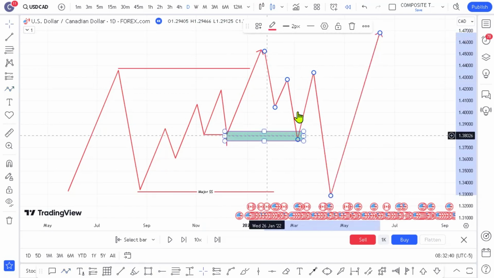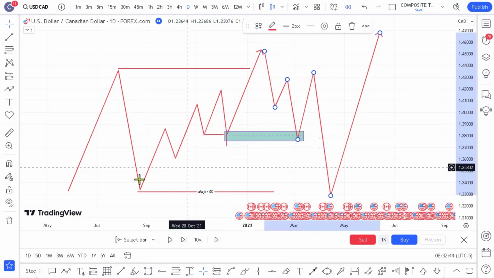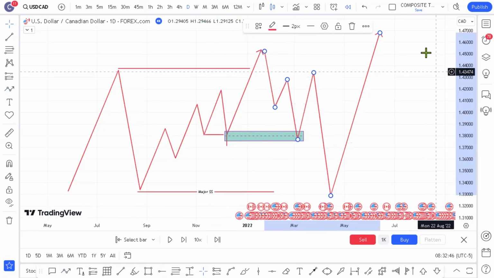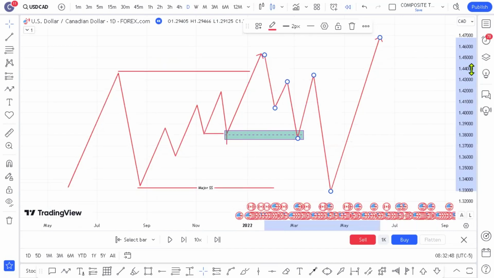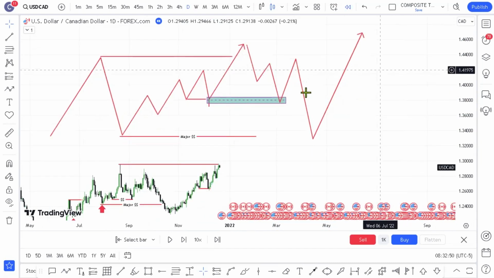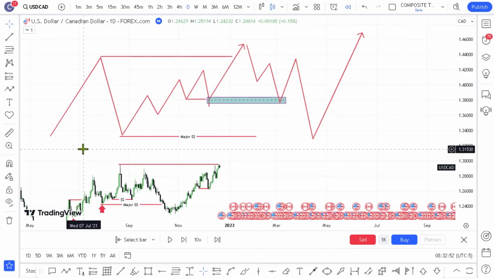Sometimes the market will do this. So you need to be aware that this is an internal structure that you're dealing with, and it's not this push, this major low here. So that's something that, again, you have to be very, very careful with. And that was just my point of explaining here.